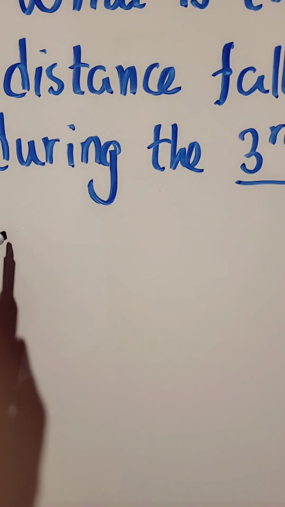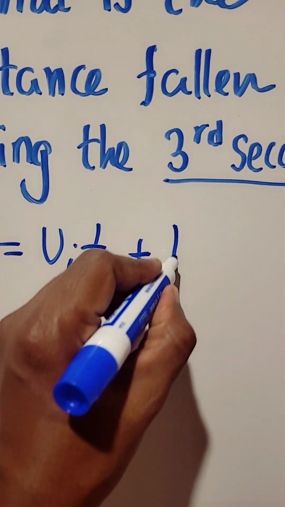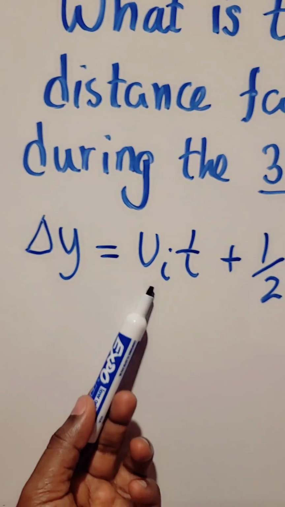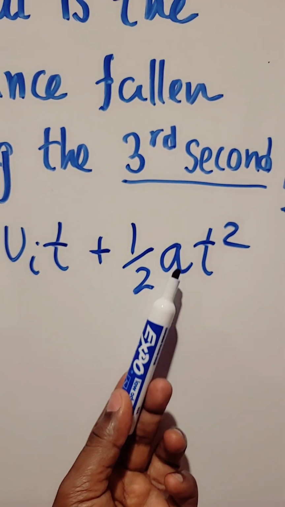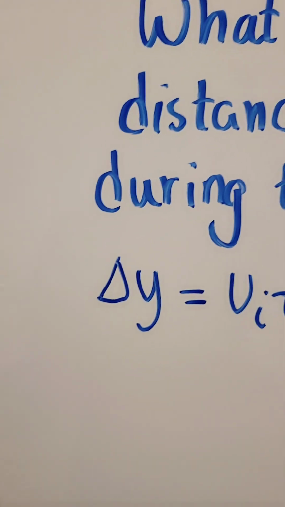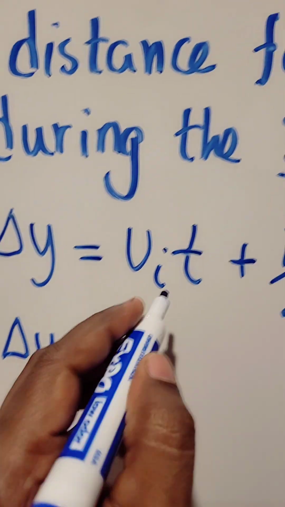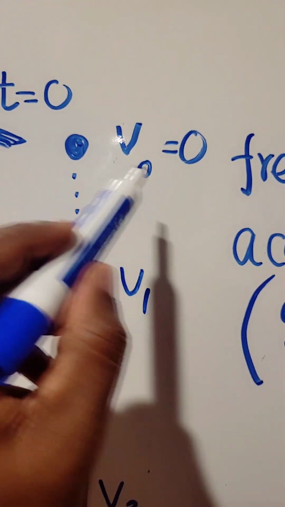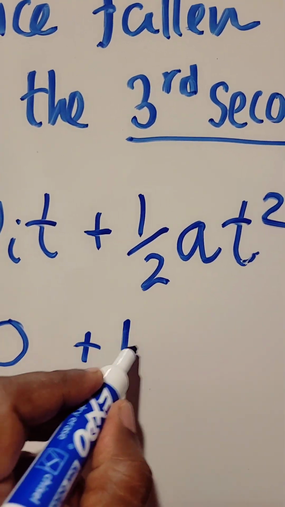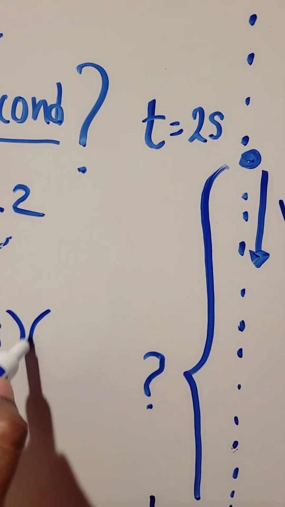I'm going to use this equation: delta y is equal to v initial t plus 1 half a t squared. That's the displacement along the y direction: initial velocity times time, plus 1 half, the constant acceleration, times time squared. I'm going to use this from 0 to 2 seconds, so I'll call that delta y2. What's the initial velocity? It's dropped from rest at the beginning, so the initial velocity is 0, so the first term is 0, plus 1 half times 9.8, and t is just 2, so I put 2 squared.